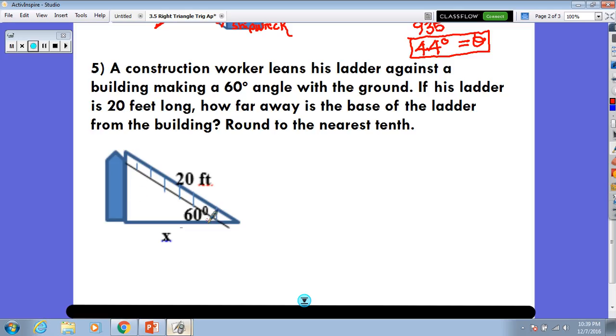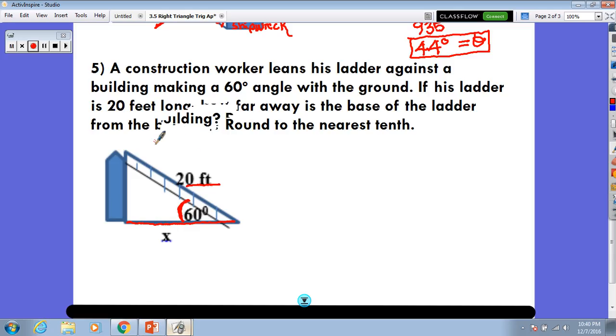Alright, so the 60-degree angle has to be with the bottom, with the ground, and the ground is going to be the horizontal position, so that means we have an angle of elevation here. If his ladder is 20 feet long, so here's the ladder and its measurement is 20 feet. How far away is the base of the ladder from the building?